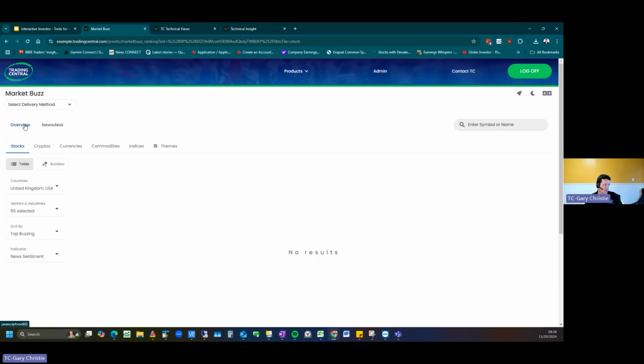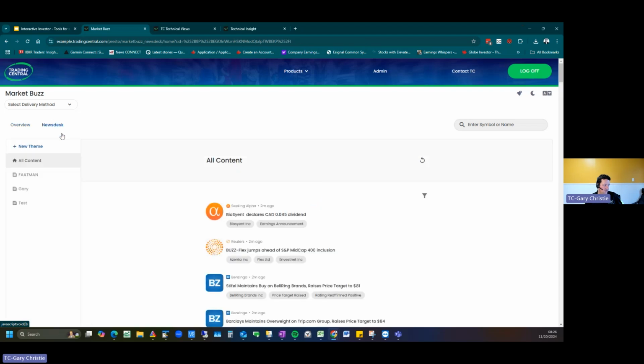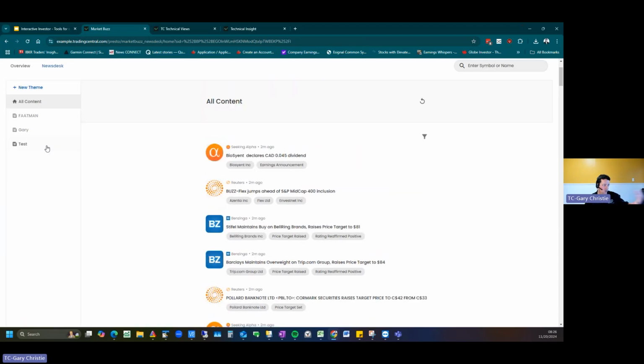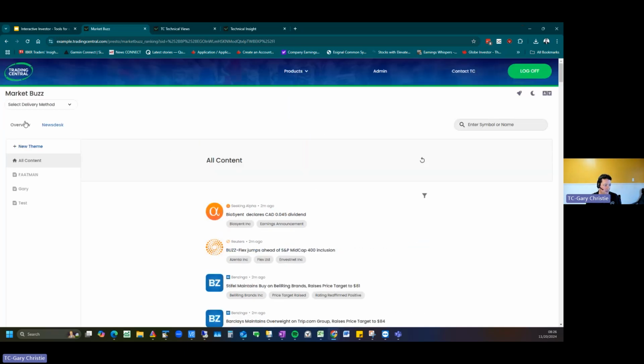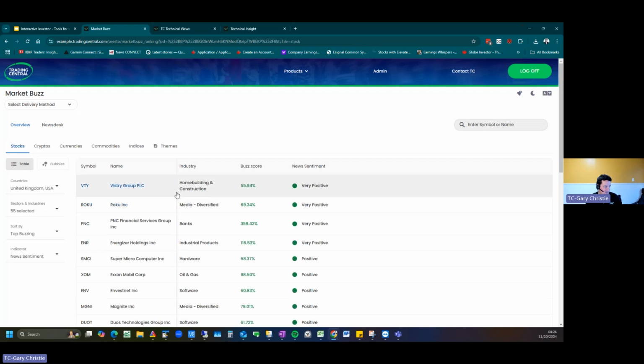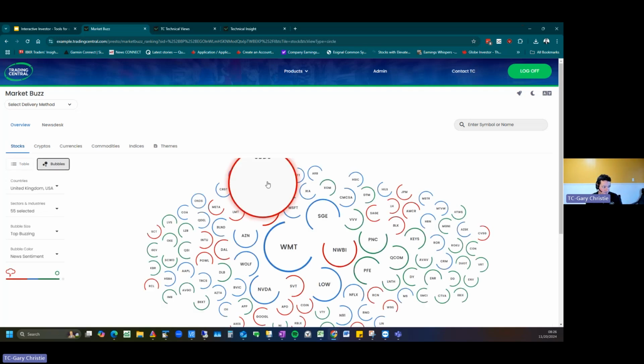Again, I'll go back to an overview. There's a news desk as well, right? So on the news desk, I can go ahead and make my own watch lists, or just get all the news if I want. That feed's available to you as well. But I like to focus on what's really market moving, what stocks I should be looking at this morning. This is the way to do it.